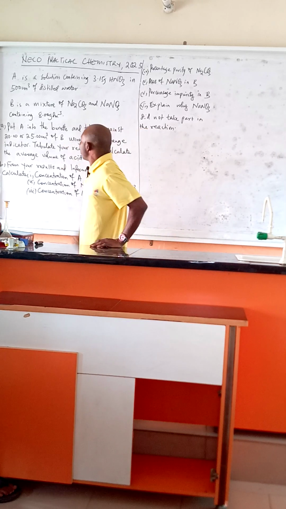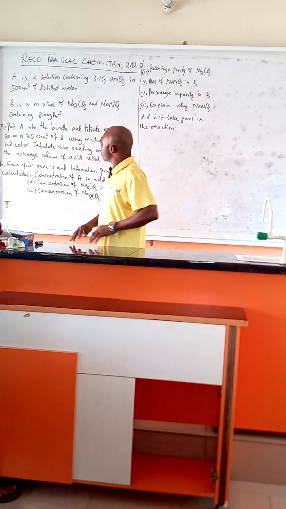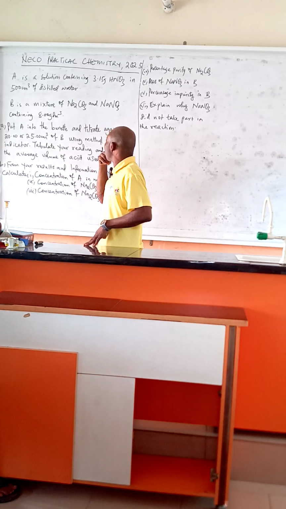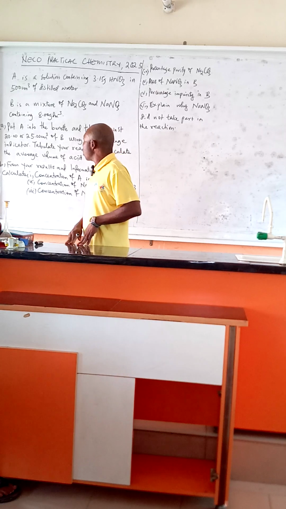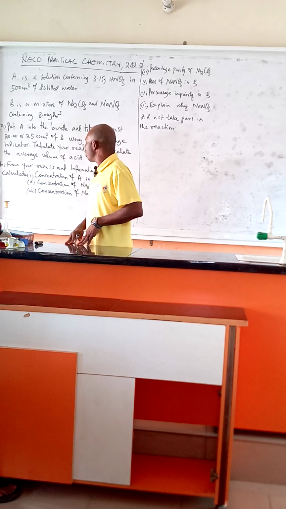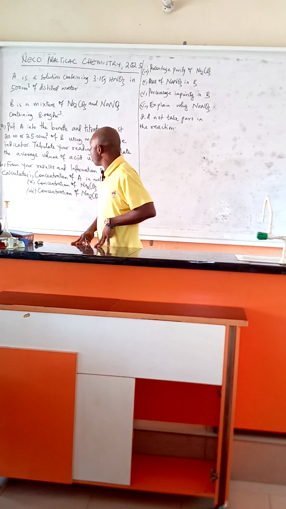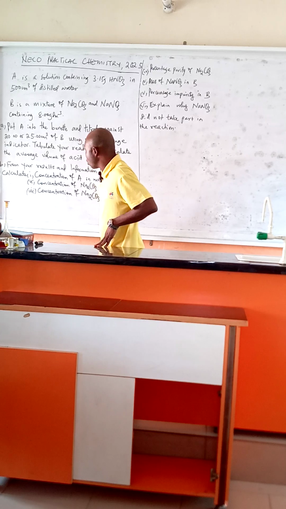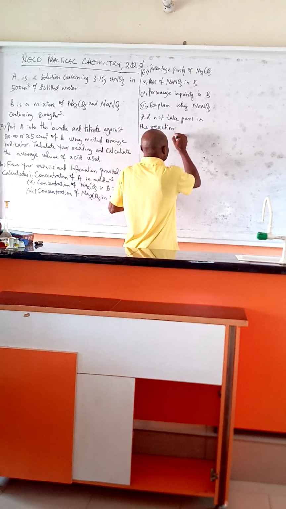The question says, A is a solution containing 3.515 gram HNO3 in 500 cm cube of distilled water. Then B is a mixture of sodium trioxocarbonate(IV) and sodium trioxonitrate(V) containing 8.00 gram per dm cube. Put A into the burette and titrate against 20.00 or 25.00 cm cube of B using methyl orange indicator. Tabulate your reading and calculate the average volume of the acid used. Now to answer question number A, solution to A.